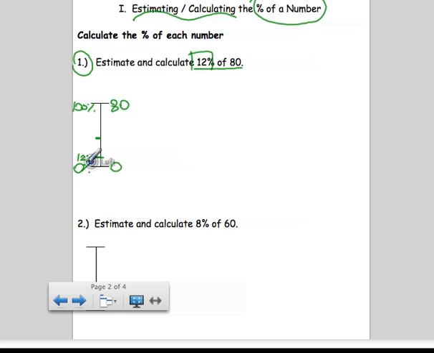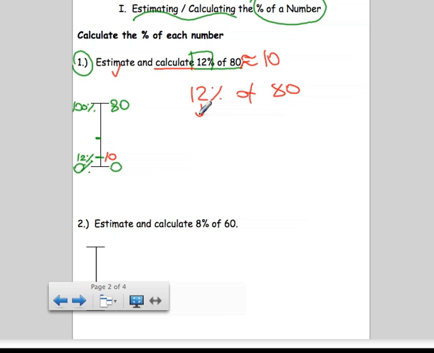So if I were to estimate what 12% of 80 would be, let's maybe say close to 10, about. So my answer should be close to 10 when we get it. So that's the estimation part. The second part is to actually calculate. In order to calculate 12% of 80, the very first thing I'll do is to convert 12% into a decimal.